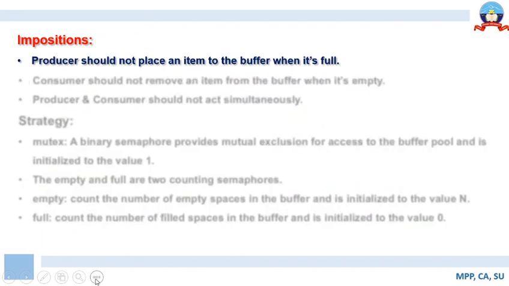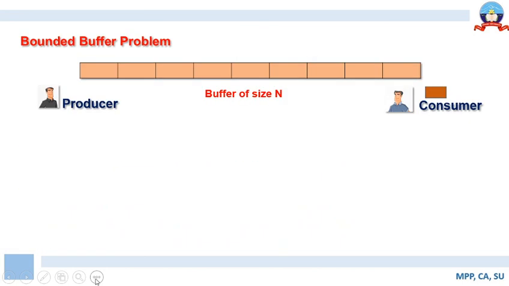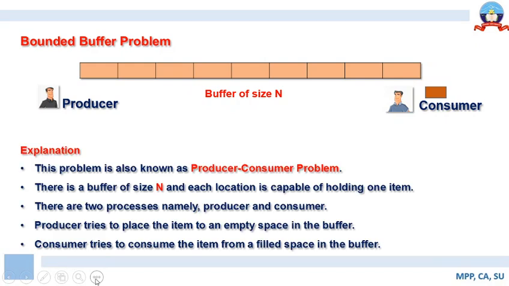In this particular class, we have learned about the bounded buffer problem, which is a very important problem in synchronization. We have gone through the explanation of the bounded buffer problem. We have learned that it is also called the producer consumer problem, where there is a buffer of size n that is capable of holding items. There are two processes defined on it, producer and consumer. The producer produces an item and places it onto the buffer. The consumer consumes the item from the buffer.